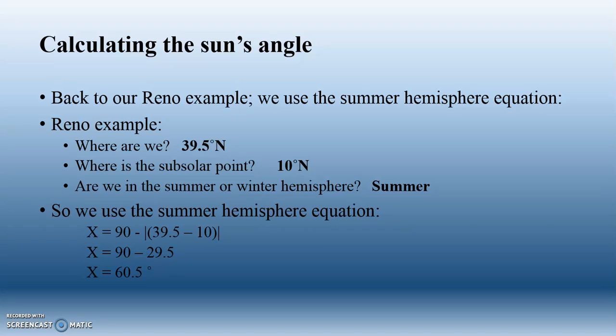So Reno is at 39.5 degrees north and the subsolar point is at 10 degrees north. So we're going to be using the same hemisphere equation. The equation looks like this. We have some absolute values, which means if the calculation is negative, it's going to show up as a positive number. So we're going to take 90 degrees minus the absolute value of the observer at 39.5 minus the subsolar point. And the answer gives us a 63.5 degree sun angle at this period of time.